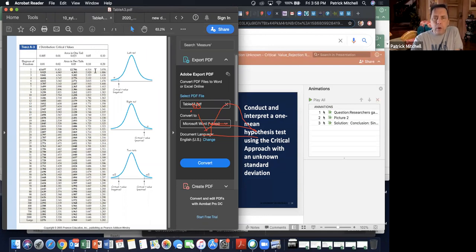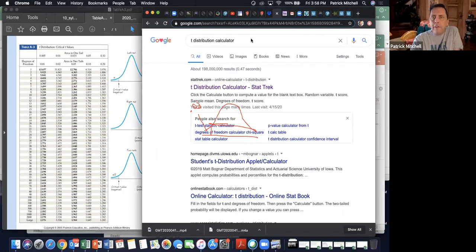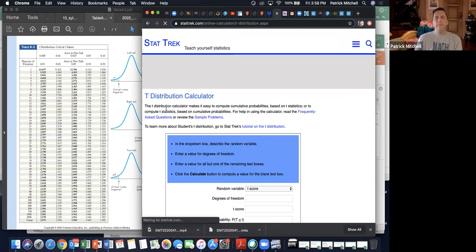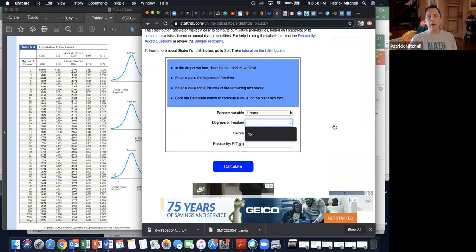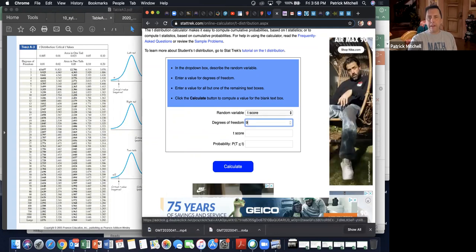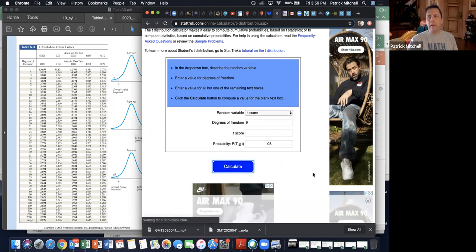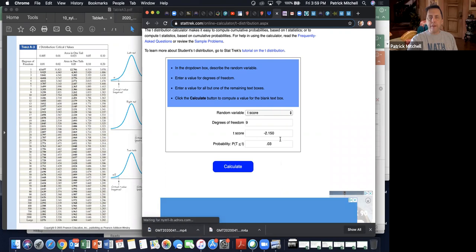So what we would have to do if it was up to us to find this critical value is we would have to use technology. So I want to show you how to do that real quick. I've gone over to my favorite website, StatTrek. All right, so t-distribution calculator, the random variable is the t-score. The sample size in this problem was 10, so I'm going to put 9 degrees of freedom. I'm going to leave t-score blank, and for probability that t is less than or equal to t, I'm going to put 0.03. In other words, this will give us the t-score that cuts off the bottom 3% of the distribution. And if I hit calculate, it gives me that negative 2.15 that you saw on the PowerPoint.